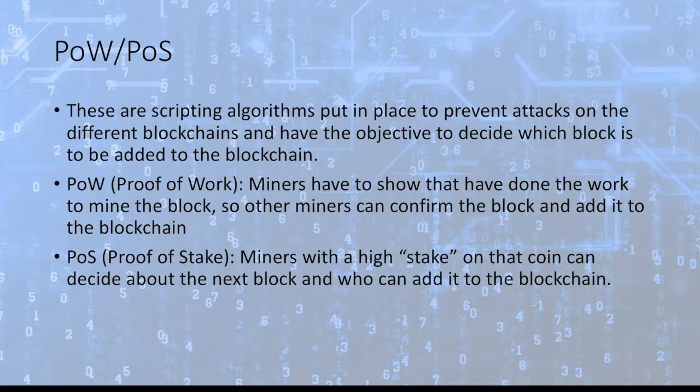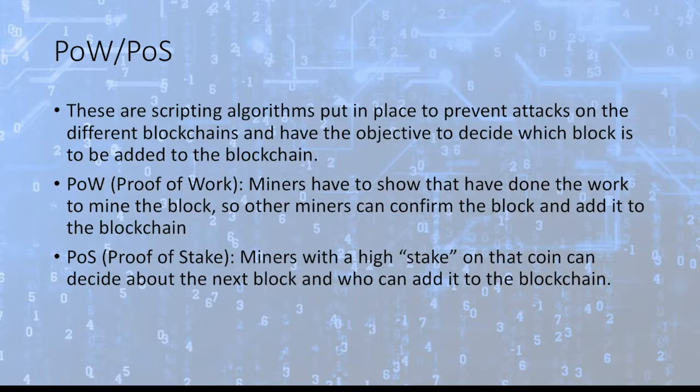And POW, POS, what is it? What is it for? POW is proof of work and POS is proof of stake. And what they are are scripting algorithms put in place to prevent attacks on different blockchains and have the objective to decide which block is to be added to the blockchain.